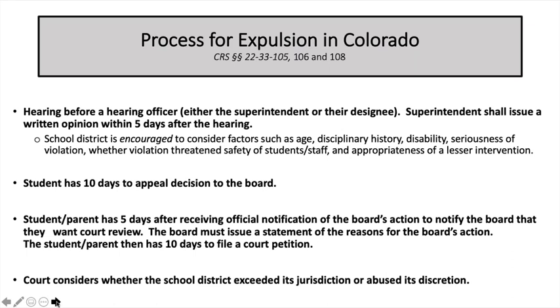Then the student or parent has 5 days after receiving official notification of the board's action to notify the board that they want court review. The board must issue a statement of the reasons for the board's action, and then the student or parent has 10 days to file a court petition. And one of the main issues the court is looking at is whether the school district exceeded its jurisdiction or abused its discretion. So going back to that earlier slide, school districts have a lot of discretion. So I think that those cases can be pretty challenging for that reason.